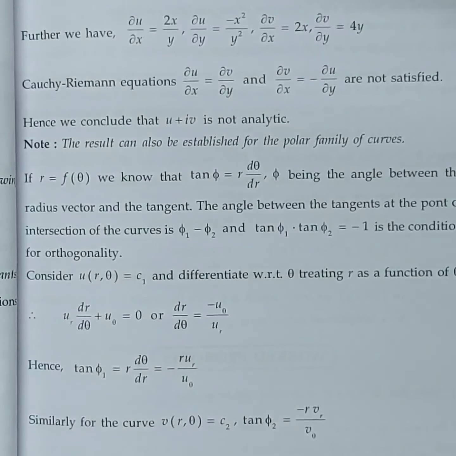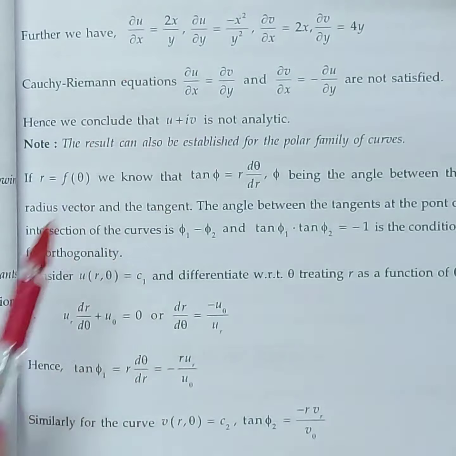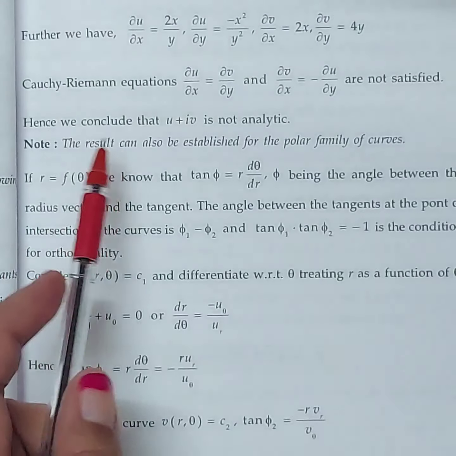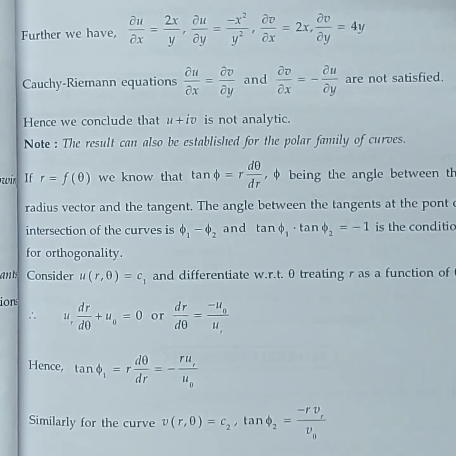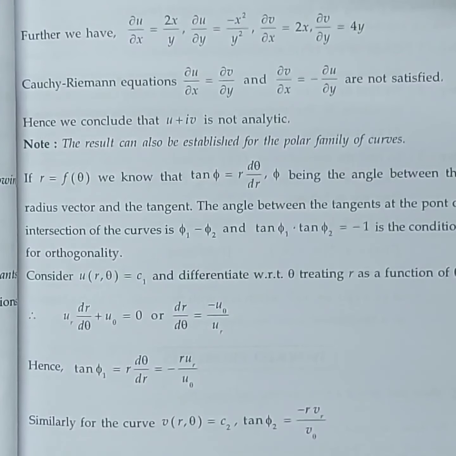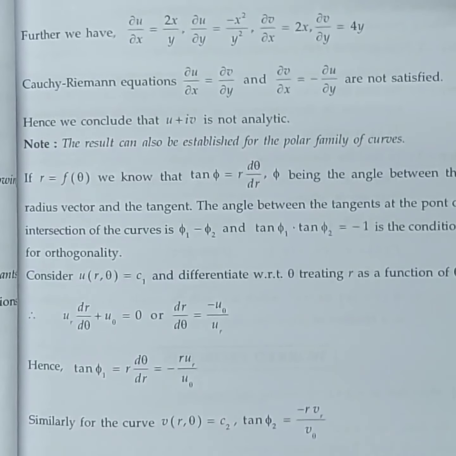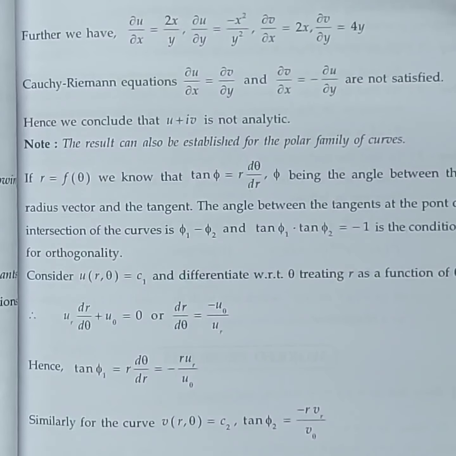And also we said that the converse is not true, right? So here we are checking ux and uy, CR equations. So CR equations itself are not satisfied, so u plus iv is not analytic. The idea is, if the function is analytic, the curves intersect orthogonally, but if the curves intersect orthogonally, it need not be true that the function is analytic; it may or may not be analytic. So it is not always true.